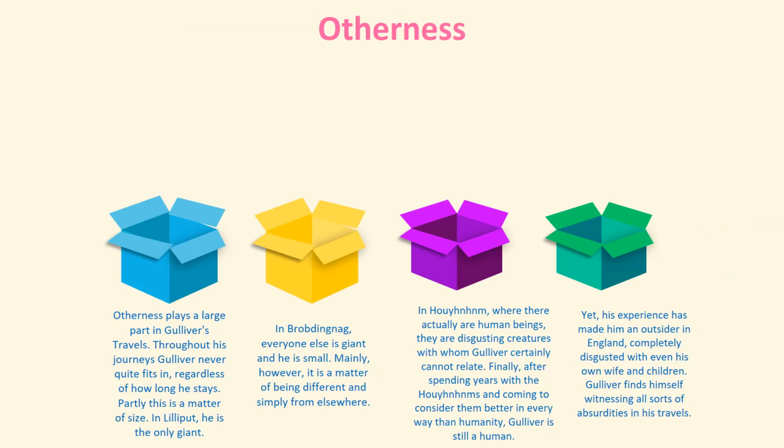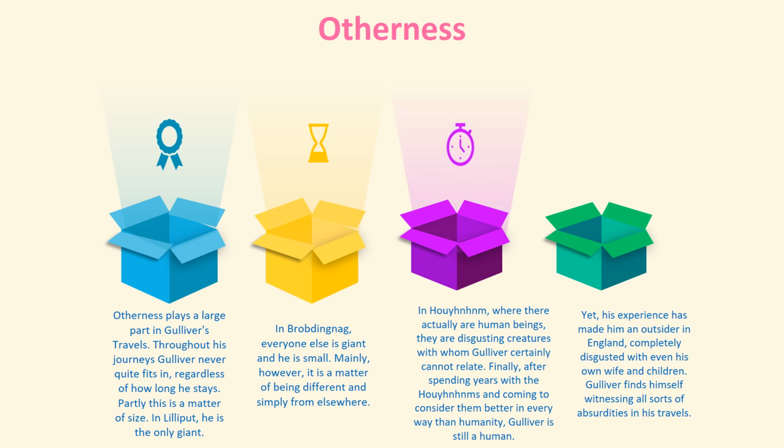Our third theme is awareness. Actually, this theme plays a large part in Gulliver's Travels. Throughout his travels, Gulliver never quite fits in, regardless of how long he stays. Partly this is a matter of size. For example, in Lilliput, he is the only giant. In Brobdingnag, everyone else is giant and he is small. Mainly, however, it is a matter of being different and simply from elsewhere.